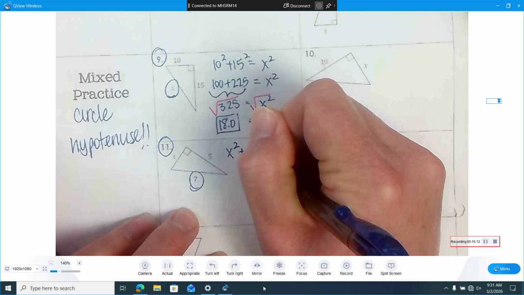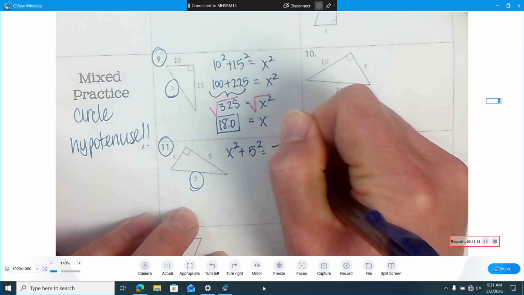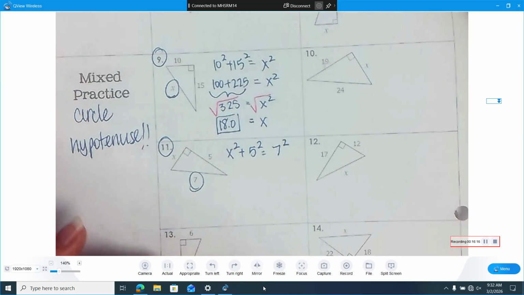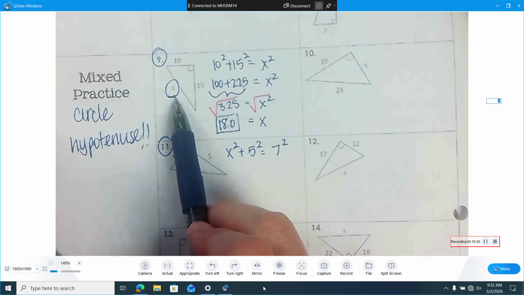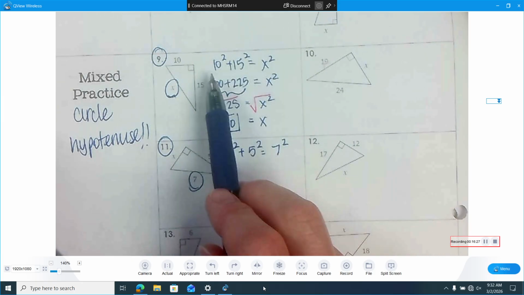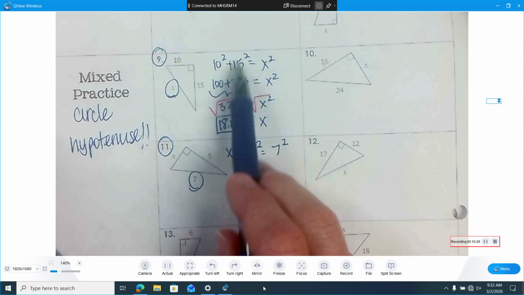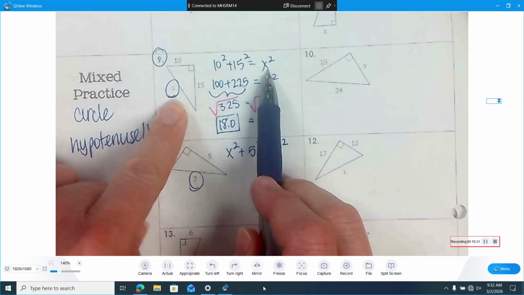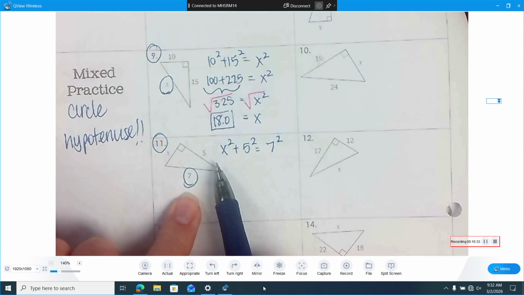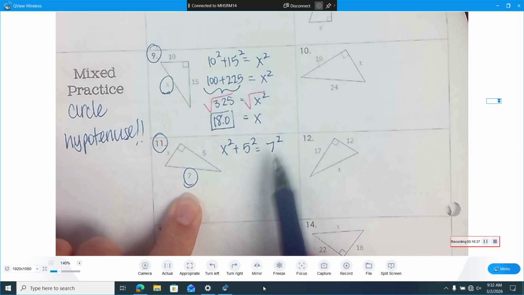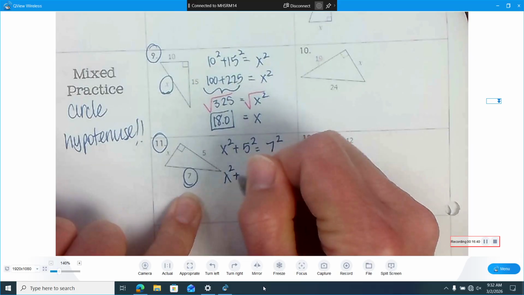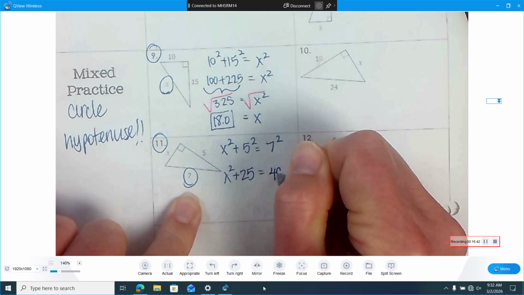All right. Again, the very most important thing is to find your hypotenuse. And once you know what your hypotenuse is, then you can write your equation. So the legs squared plus legs squared equals that hypotenuse squared. And for number 11, legs squared plus legs squared equals hypotenuse squared. And then you can solve from there.